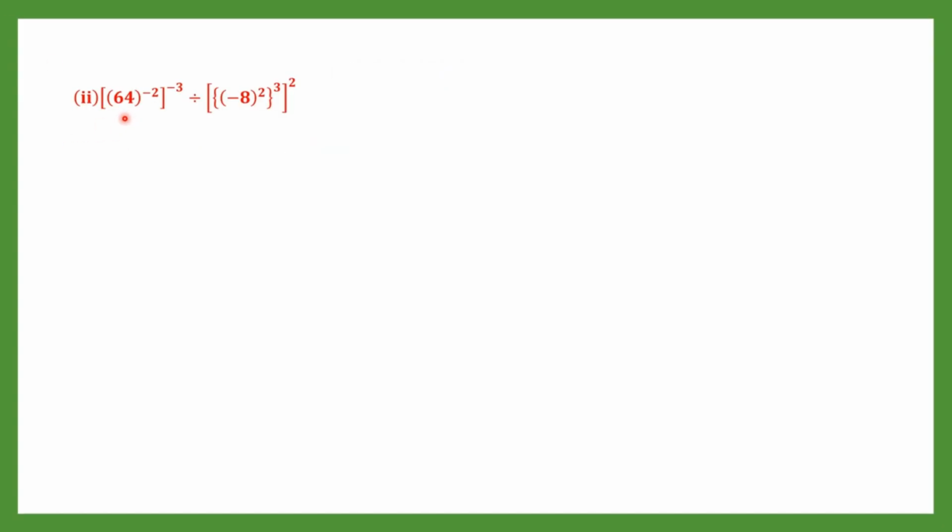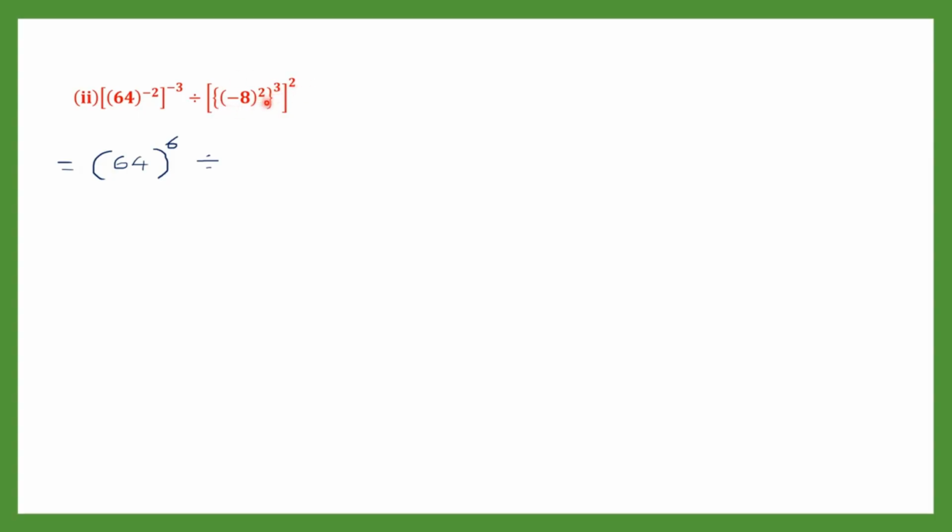Question 2, here we have 64 raised to the power of minus 2 and the whole thing is raised to another power. So here we can apply the power law where you can multiply the powers. So let's do that. So let's write 64 as it is and let's multiply the powers. So that is minus 2 into minus 3, minus into minus is plus, 2 3s are 6. So this has become 64 raised to the power of 6 divided by, now here we have minus 8 raised to the power of 2, that is raised to the power of 3 and that whole thing is raised to the power of 2.